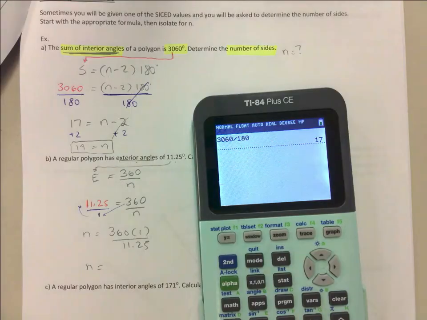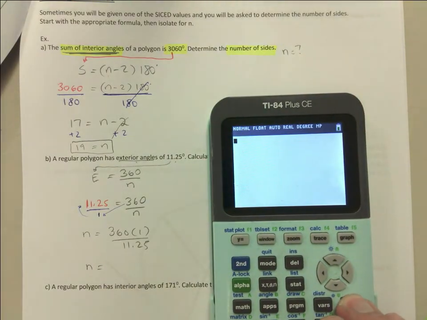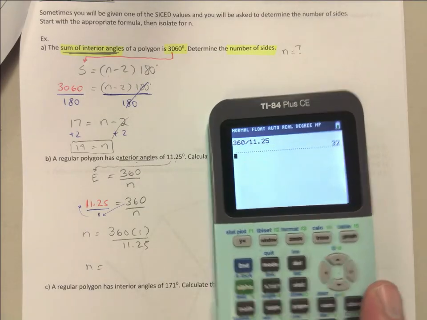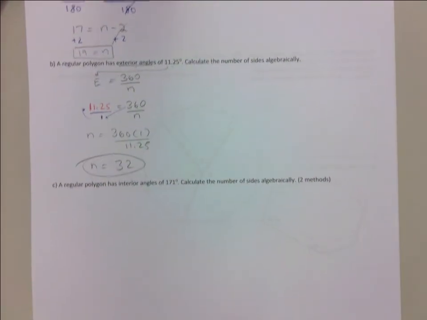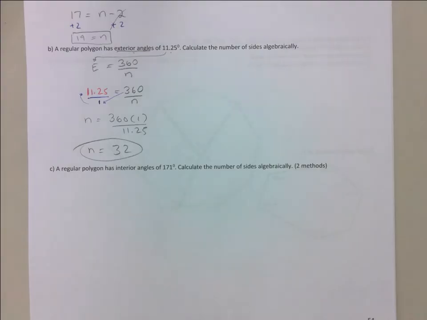You should never get a decimal for any of these, okay? No decimals allowed for number of sides. You can have decimal angles, you cannot have decimal sides. So this would be divided by 11.25, and you get 32. So that polygon has, sorry, and we just call it a 32-sided polygon at that point. Okay?